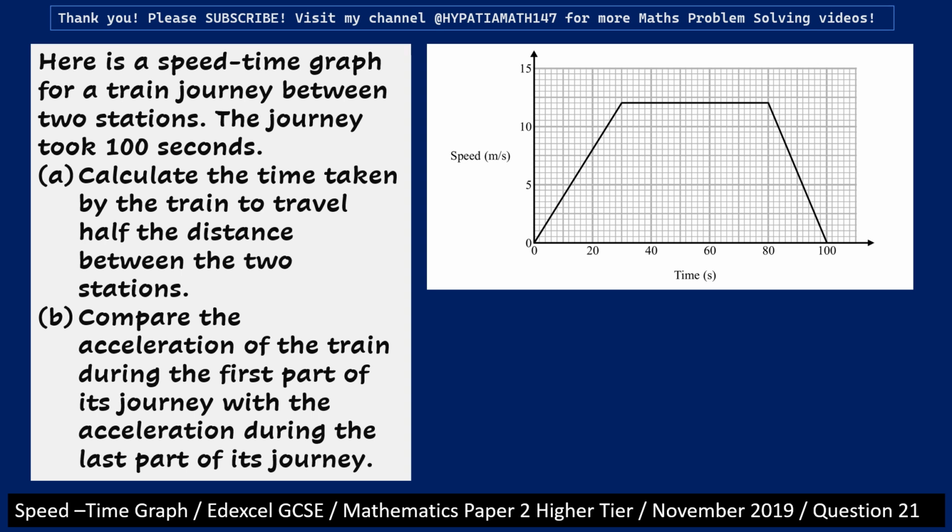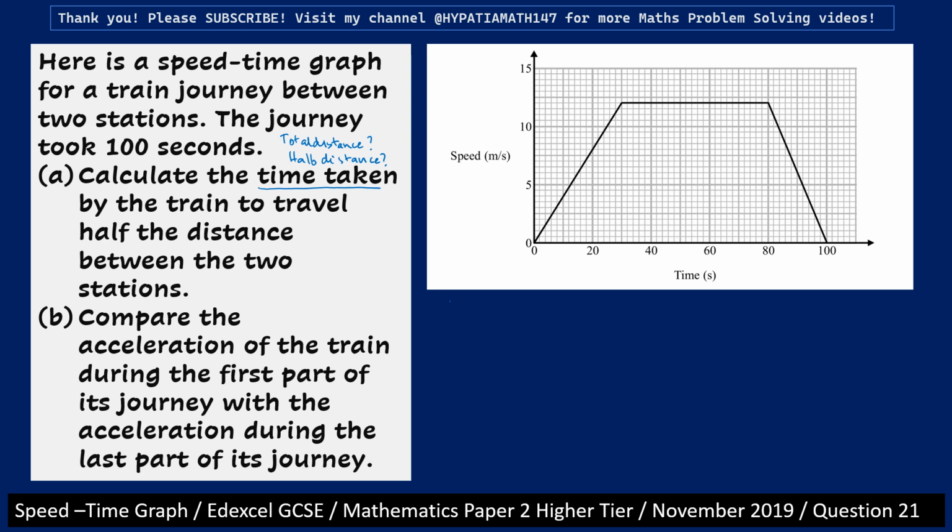So I think we need to do a few things here before we get to the time taken. That is, we need to find the total distance, and then we have to find half that distance, and then we get the time taken. To find the distance in the speed time graph, distance is given by the area under the curve. So the distance in this case would be the area of the trapezium.